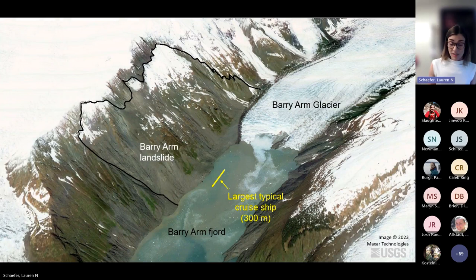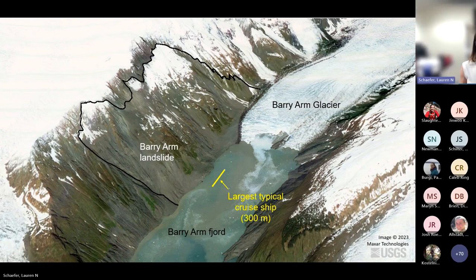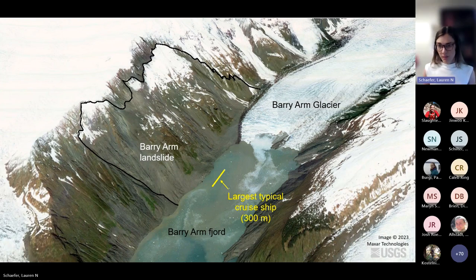This is just to emphasize the size of this landslide. It's 2 kilometers wide and 1.5 kilometers high. And estimates of volume are as high as 500 million cubic meters. The yellow line represents 300 meters, which is the largest typical cruise ship that would be entering these waters.